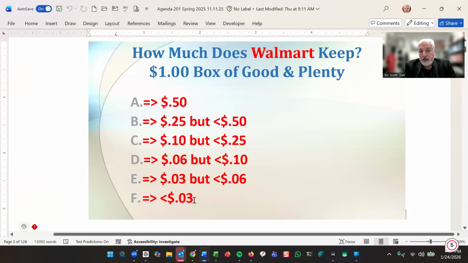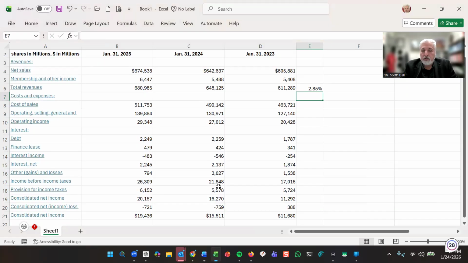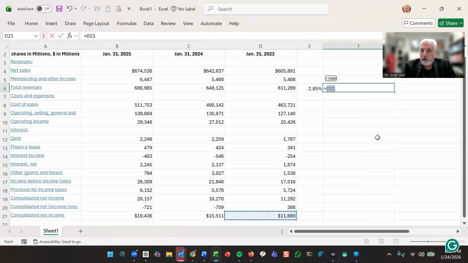So Walmart is keeping 2.85 cents for every dollar of sales. Now let's see what happens if we go to 2023. We're going to do the same thing. We're going to do equal sign, go down to the 11,680 and divide by the 611,289. And we do the same thing here.